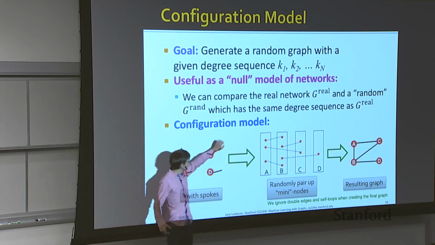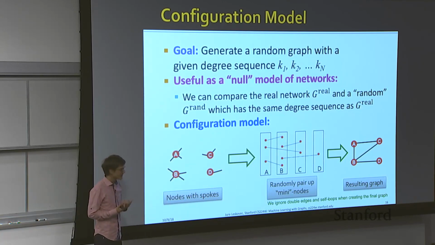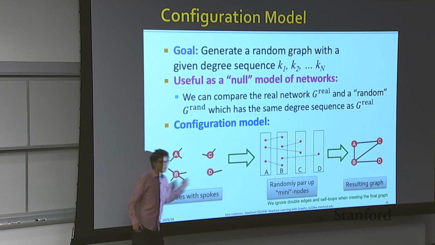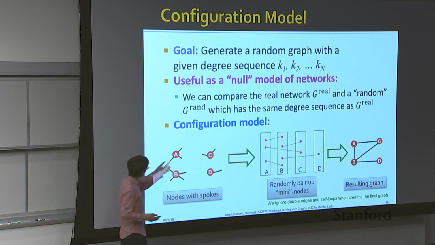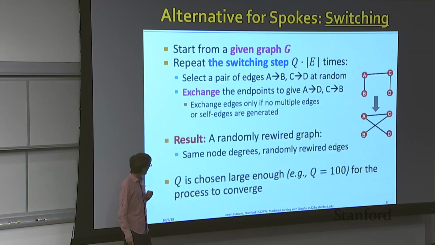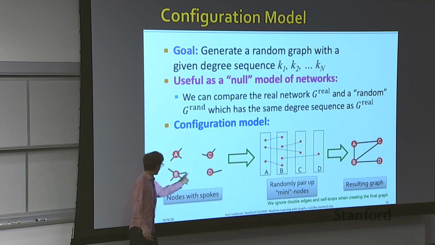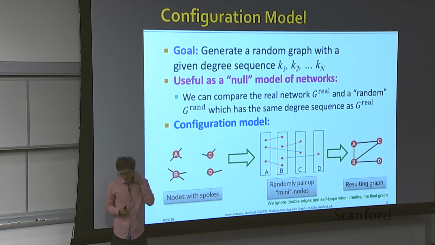And the model that we will use is called the configuration model. And here's a very easy way to generate this. Essentially, we think that we have the nodes and each node has a given degree. We think of these nodes as having spokes, these half edges. And all we have to do now is connect these half edges with each other to get a random graph.